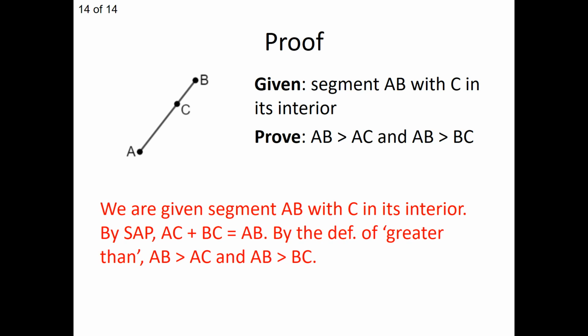So we are given segment AB with C on its interior, so by the segment addition postulate, AC plus BC equals the whole segment AB. Well, then by the definition of greater than, I can declare two things: AB is greater than AC and AB is greater than BC, right? So the whole will always be greater than the part. I can cut the segment into more subsegments, and however many subsegments there are, the whole will always be greater than any of those subsegments that we find.